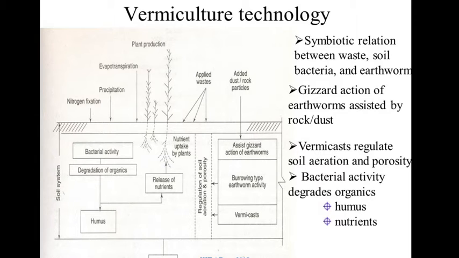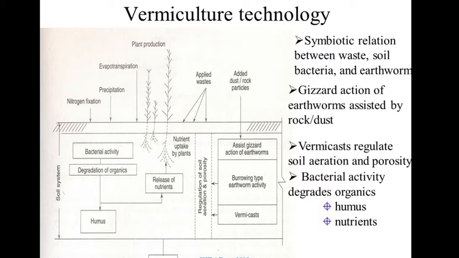Similarly, the evapotranspiration process, precipitation, and nitrogen fixation also occur simultaneously with the bacterial activity. So apply waste and apply dust rock particles, which assist the gizzard action of the earthworm. The boring type earthworm activity releases vermicast, or vermicompost, which helps in regulating soil aeration and porosity.